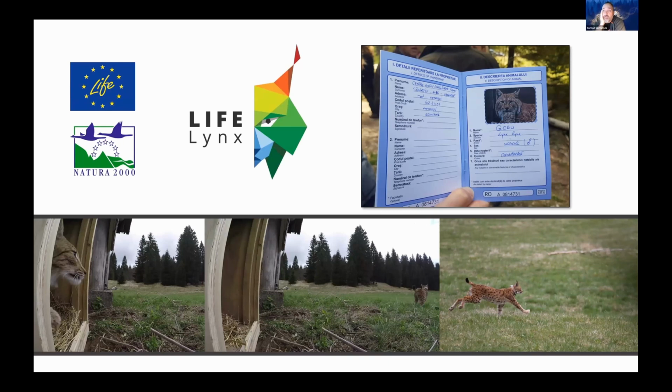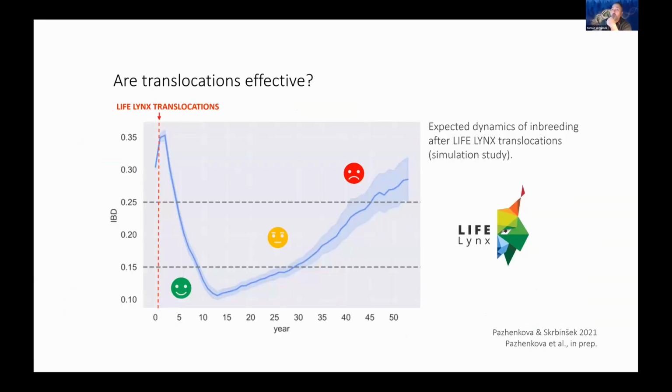We successfully translocated 16 animals from Slovakia and Romania, and we started a new stepping stone population in the Alps to facilitate connection between Alpine and Dinaric lynx populations. Now, we're already observing the first results. The project is ending this year. Inbreeding is already decreasing, but the main effects, as you can see in this graph from a simulation study, are expected as the genes from the translocated animals are getting included in the population through reproduction. We're closely monitoring this with genetics.